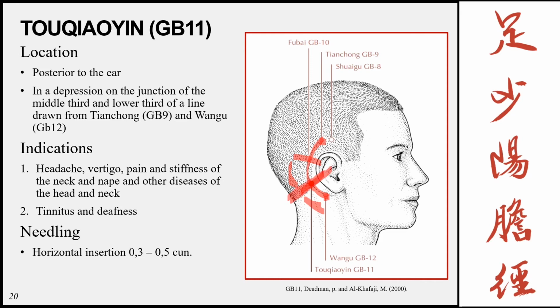Indications, this point can be used for headache, vertigo, pain and stiffness of the neck, nape, and other diseases of the head and neck. It can also be used for tinnitus and deafness. Our needling is horizontal, 0.3 to 0.5 tsun.